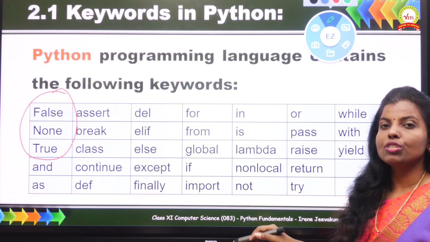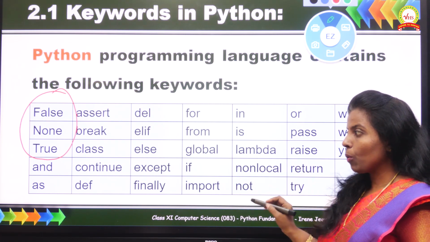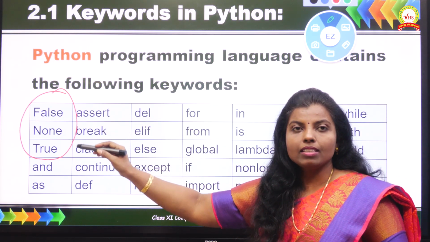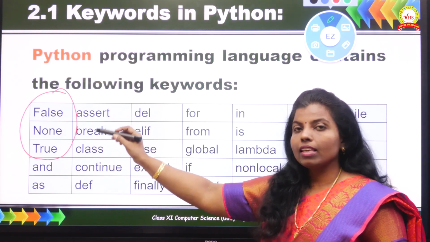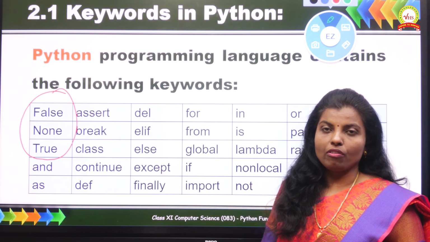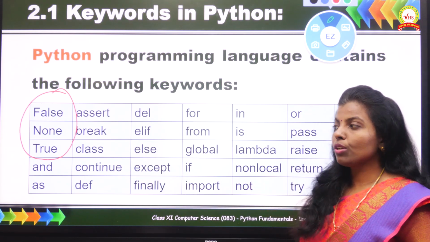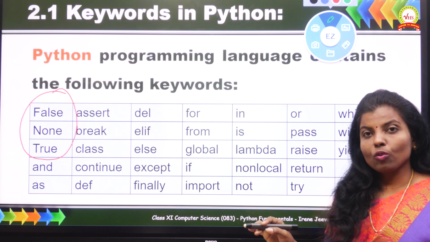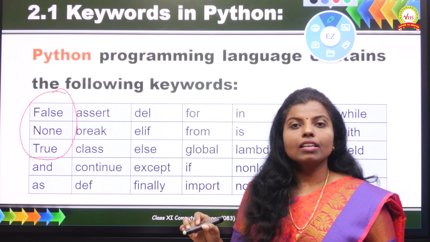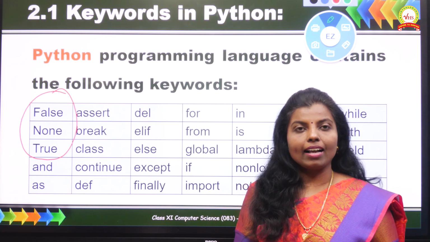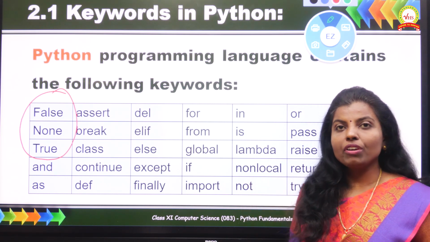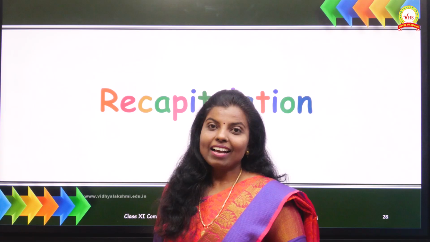All these keywords should be used in lowercase letters except these three keywords. Only for these three keywords, the first letter must be uppercase, and they should be used as they are. And also one more rule we have learned: keywords should not be used as identifier names. So we have learned about keywords.